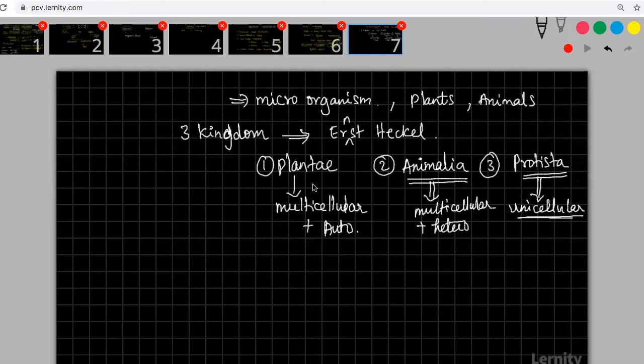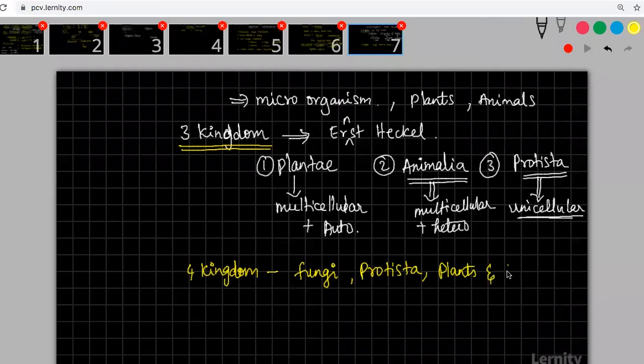And then later what they felt was that there is one more thing which is called fungi. So fungi is totally different from all these things. So what can we do? They created one more group which is called a four kingdom classification, which will include fungi, protista, then you have your plants and animals. So this four kingdom classification came into the picture.